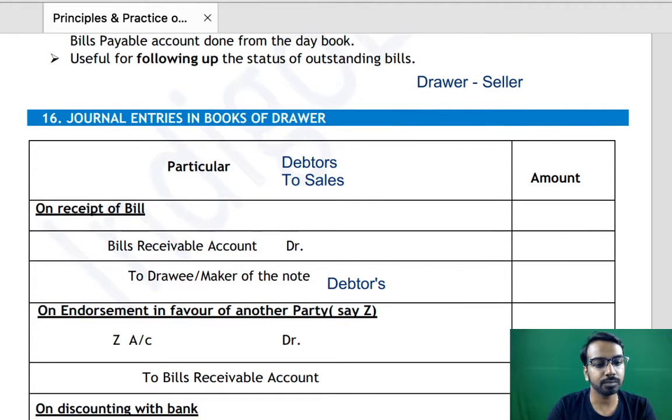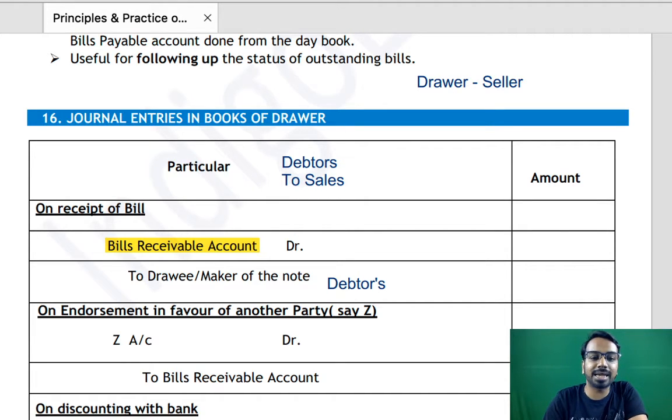Then when that is endorsed in favor of another party, meaning to say, I got this bills receivable from one party, now I don't want to keep the bill, I want to give that bill to settle my dues to a creditor. Say for example, I purchased it from someone. Now I have to pay money to that person. I don't have money. I got this bills receivable. I will transfer this bills receivable to the other party. So that was what I was telling you.